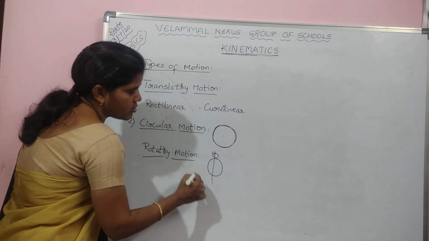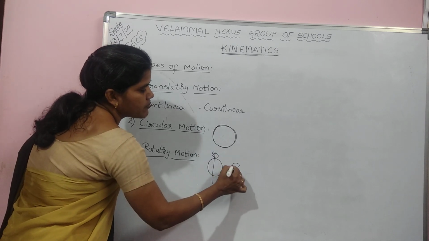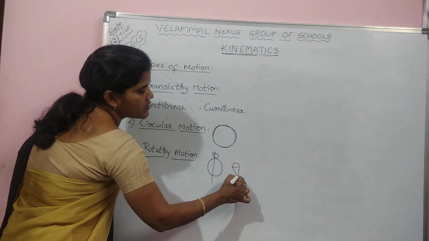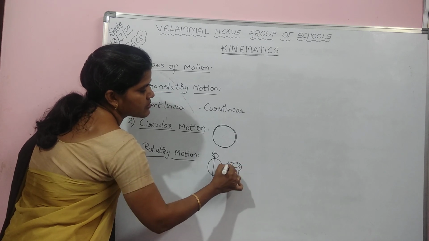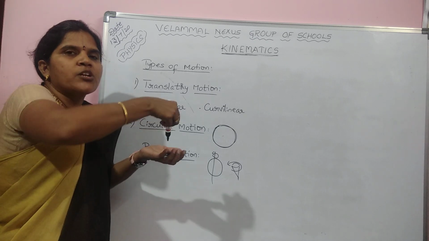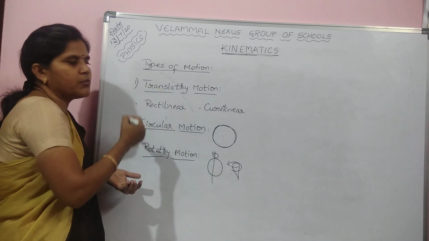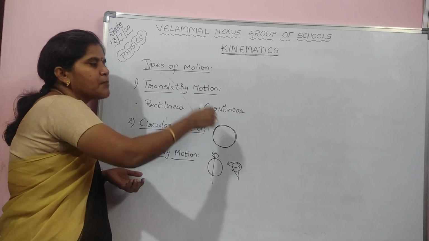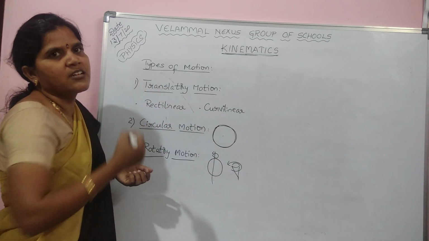As rotation, or spinning of a top, also considered as a rotatory motion. So what is rotatory motion? Any body that rotates on its own axis is called rotatory motion. If any body takes a circular path, then it is a circular motion.